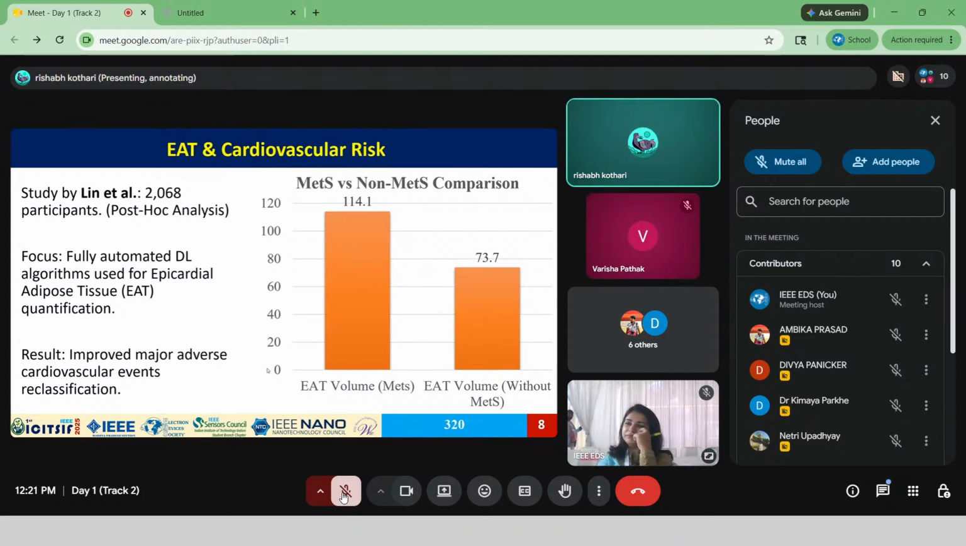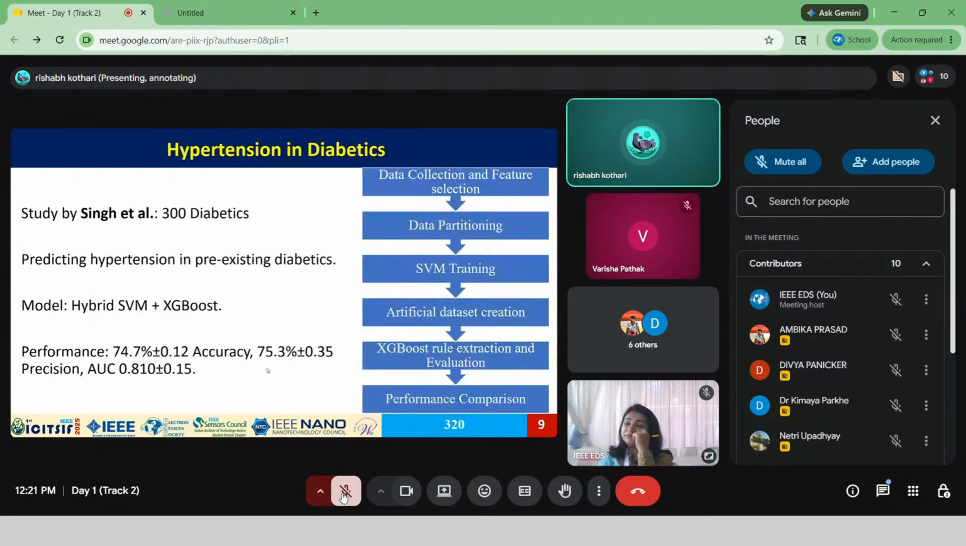We also looked at predicting comorbidities. Singh's team used a hybrid model combining SVM, or support vector machines, and XGBoost to predict hypertension in patients who already had diabetes. This unique multi-stage pipeline outperformed 10 other benchmarks, achieving an AUC of 0.81 and proving the power of hybrid ML models.